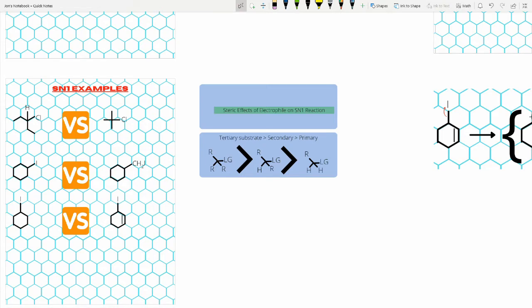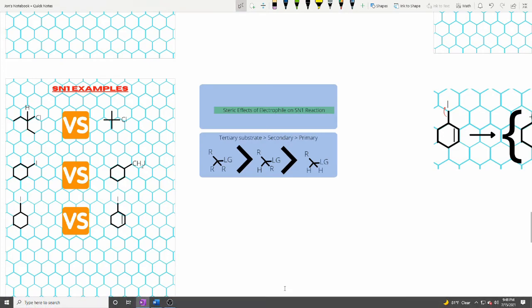Last example, we both have secondary substrates. As you can see right here, they're both bonded to 2 carbons, 1, 2, as well as this one, 1, 2. Now, the only difference is the double bond. Now, as we mentioned earlier, alkyl groups help stabilize carbocations. There is another way to help stabilize the carbocation, and it's through resonance structures. Now, with resonance structures, we're able to spread the positive charge over 2 atoms.